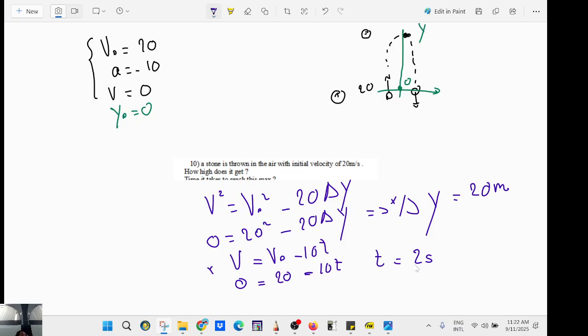So what's the flight time? 2 seconds to go up, 2 seconds to go down. What's the flight time? 4 seconds, right? T flight equals 4 seconds. You see that on the way, after 1 second, it's going to be 10. 1 second later it's going to be 0. Another second is going to be minus 10. And here it's going to be minus 20. So it's symmetric. Everything is symmetric.